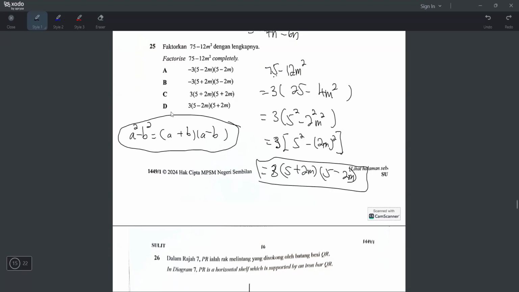So if you look at a b c d, you see the answer already. The answer is D. C is wrong because they put plus plus, right? It should be one minus, one plus, right? So this is the correct answer. Okay, so done already.